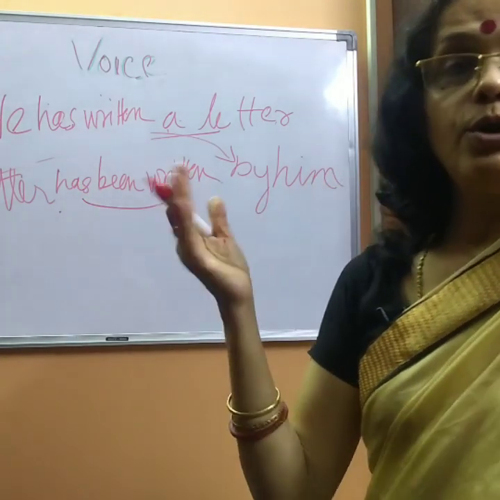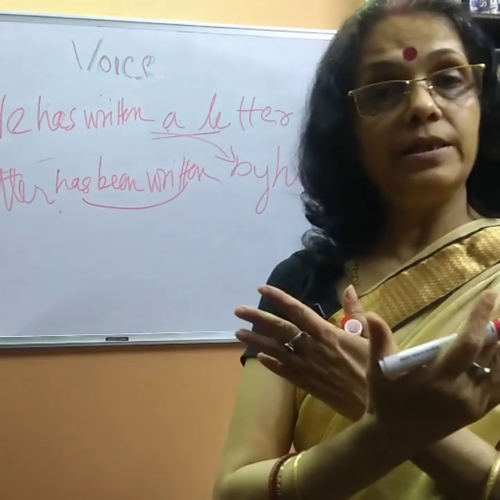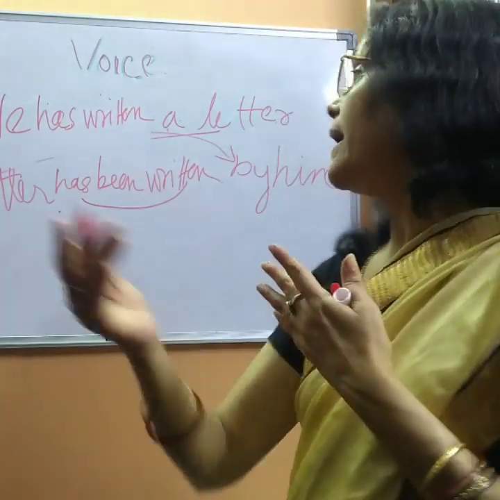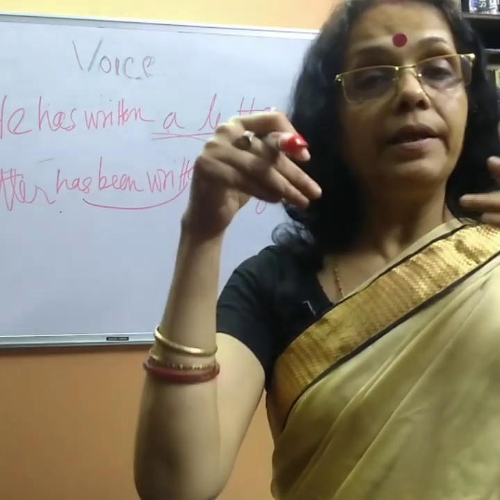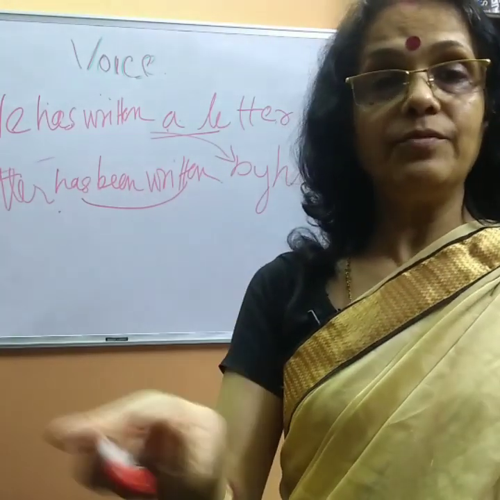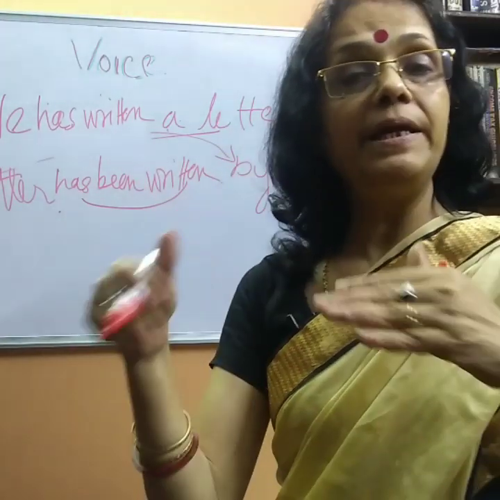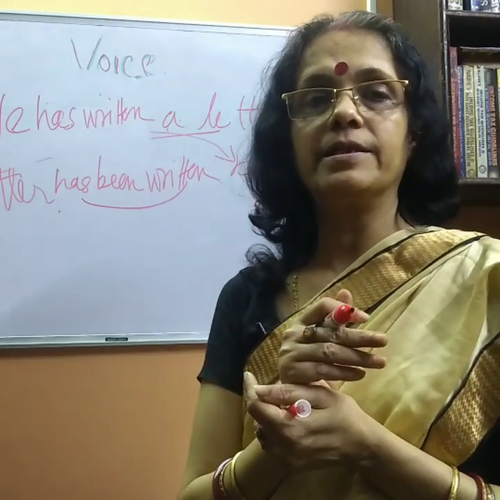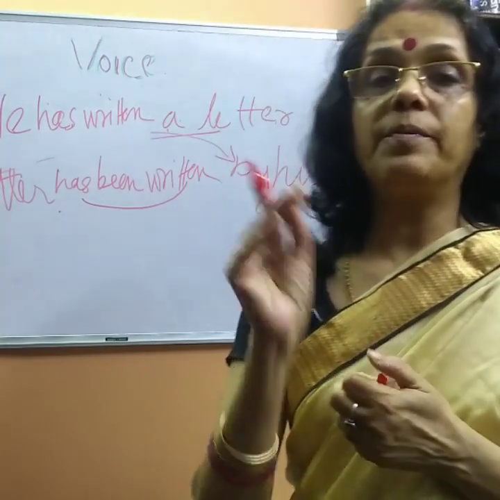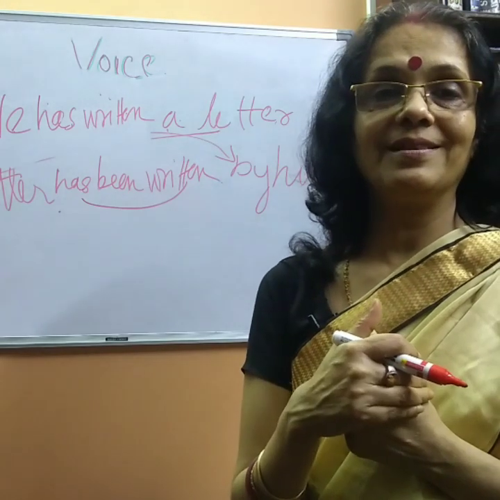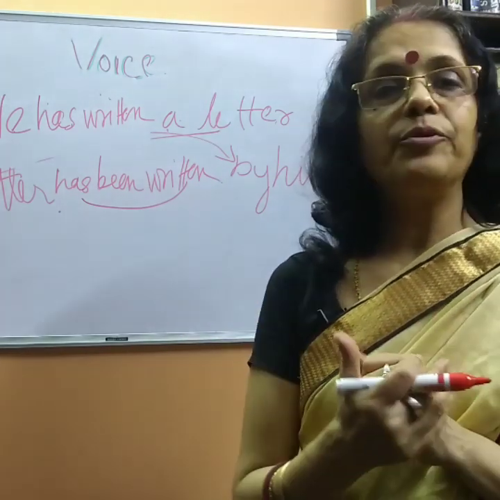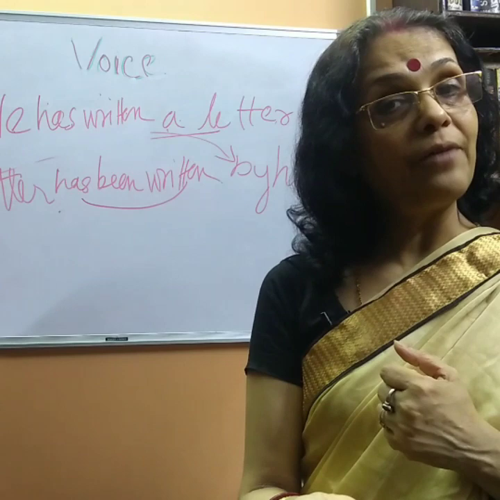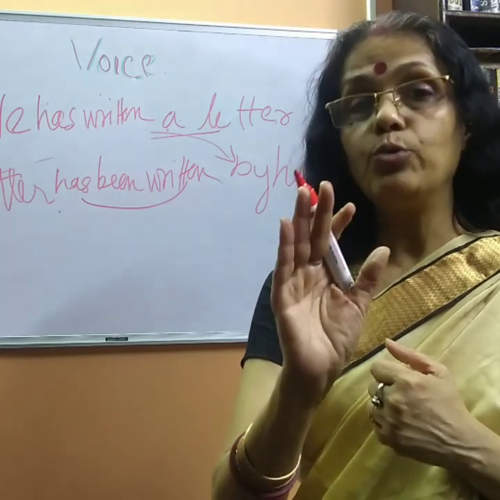So what did we do? We interchange the subject and object and put a been in the middle of the verb. Has written, we put a been. Has been written. So simple. This is the easiest. And what about your present perfect continuous? You don't need to do anything because it doesn't have a passive voice, by rule of course.